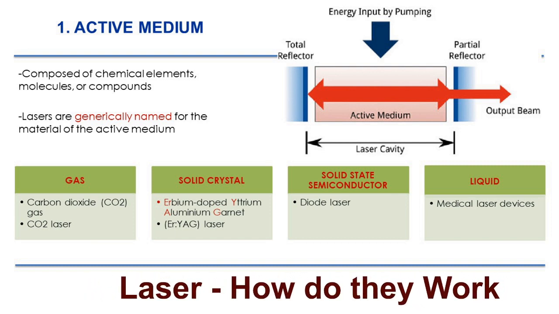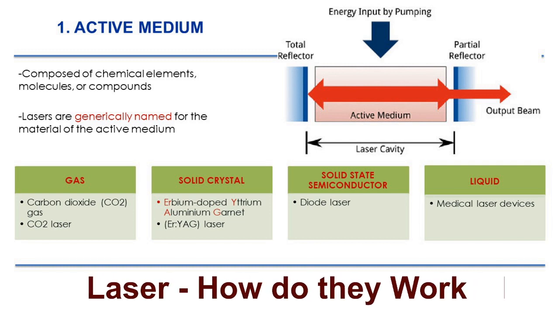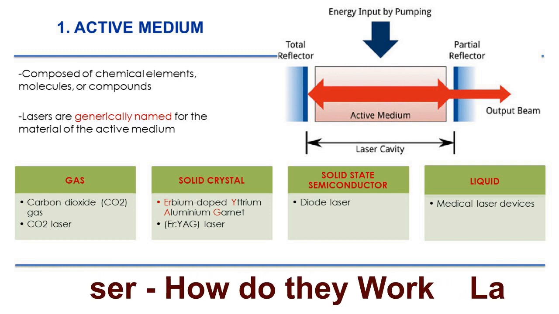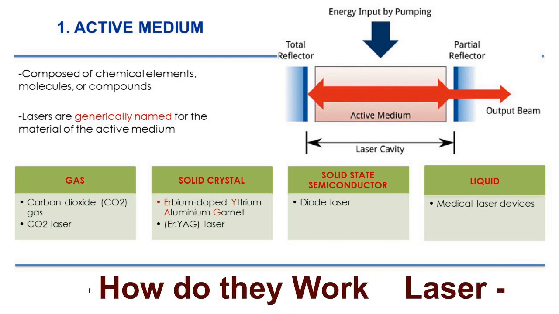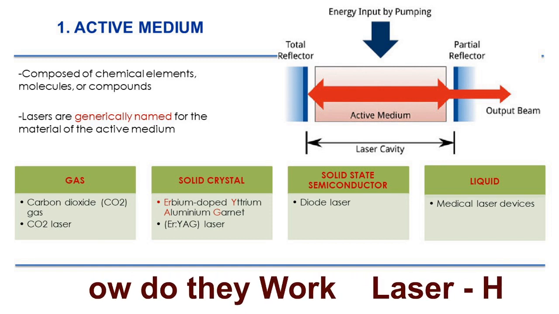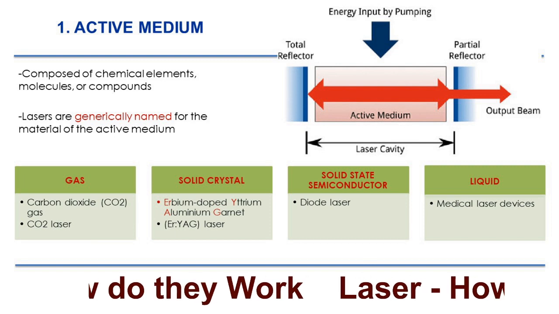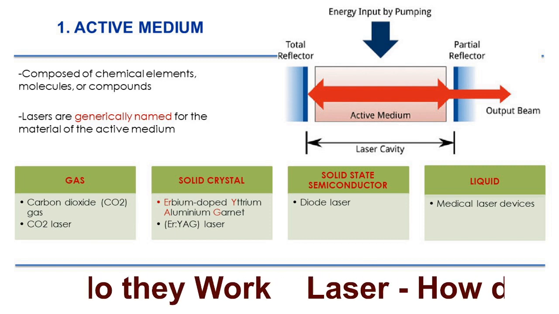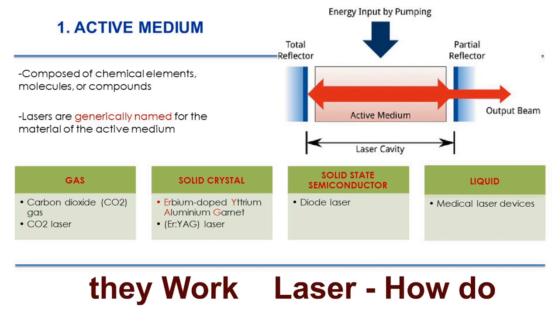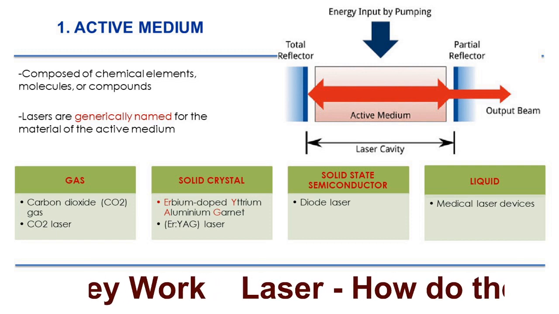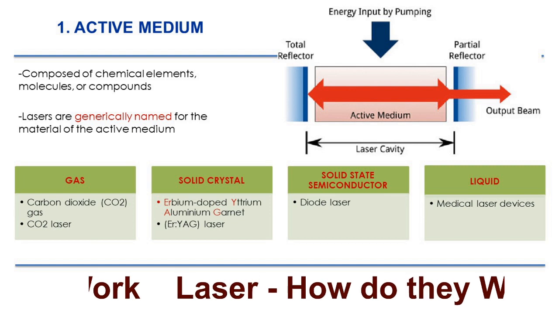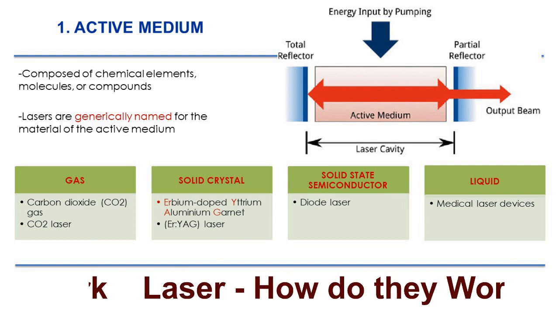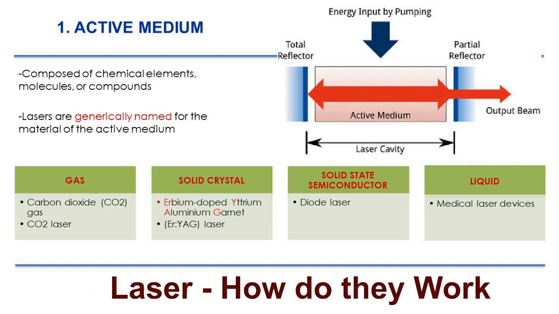For example, if the component is in the form of a gas, then it can be carbon dioxide gas which forms the active medium. Then this laser is termed a carbon dioxide laser. And in case of solid crystal, erbium doped yttrium aluminum garnet could be used. Then it is called an erbium YAG laser. And in case of semiconductor, these laser units are called diode lasers.